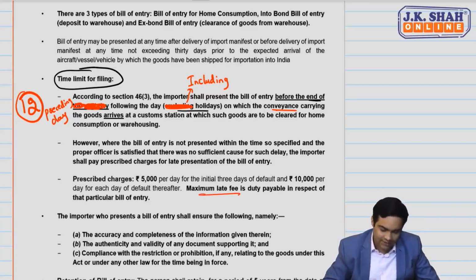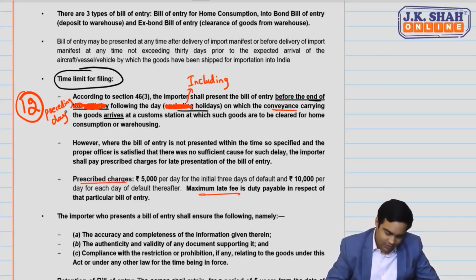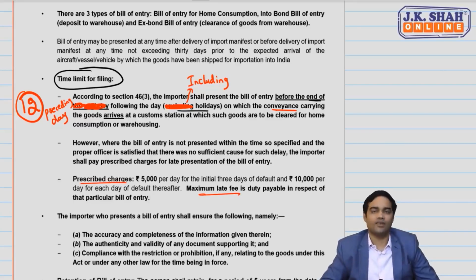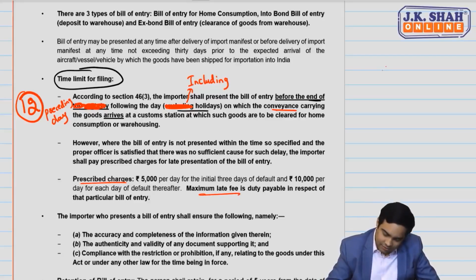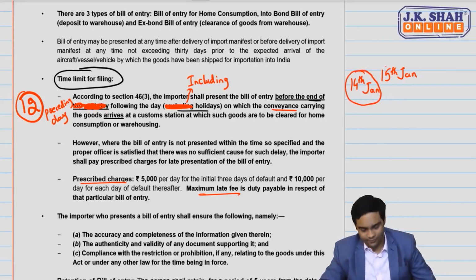Late fee remains same. The only change is these two things: before the end of preceding day, following the day when conveyance comes. So if conveyance is coming on 15 Jan, even though 14 Jan is a holiday, doesn't matter, you have to file it by 14 Jan. Clear? Okay.